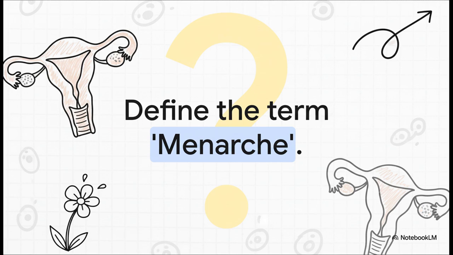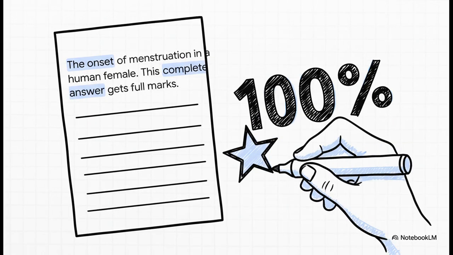All right, next up, a classic definition from human reproduction. Define the term menarche. What is it? The answer is the onset of menstruation in a human female. And notice how that's a full, clear sentence. That's super important. That's the kind of complete answer that gets you the full mark every single time.